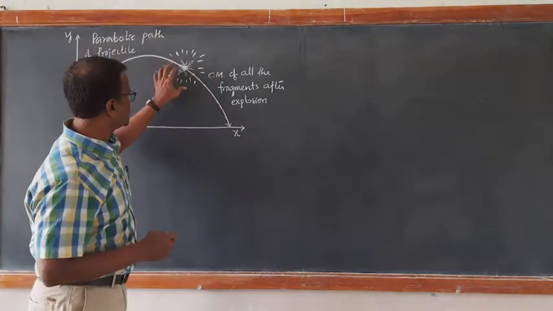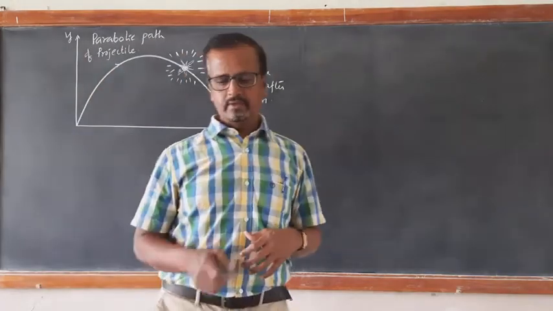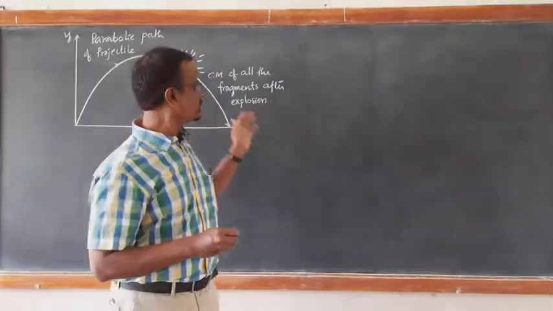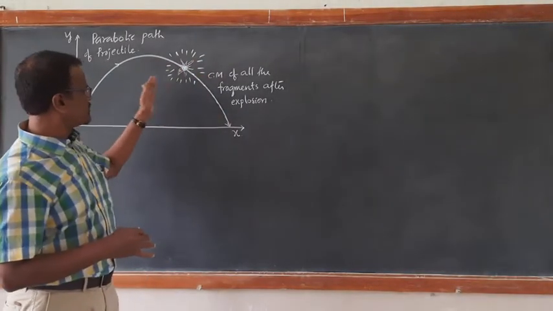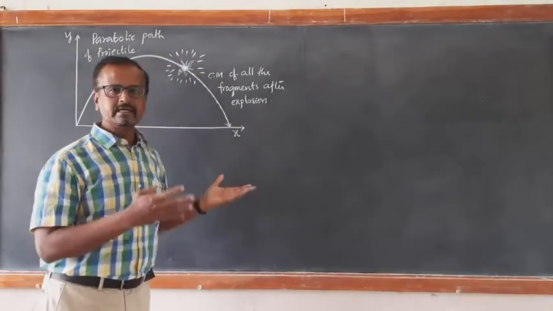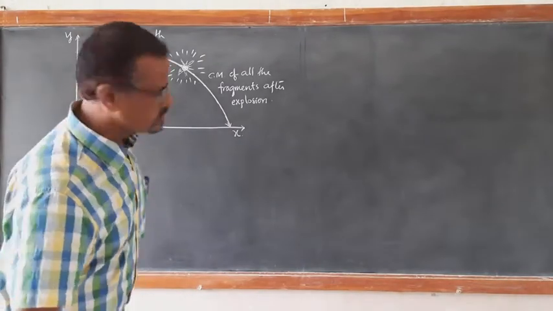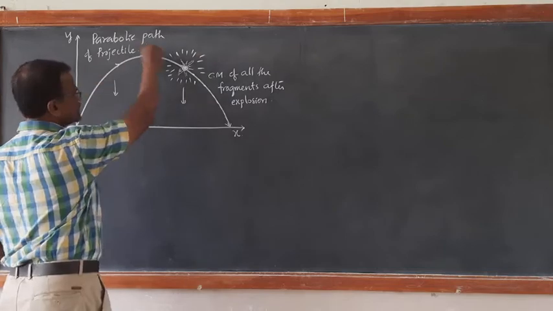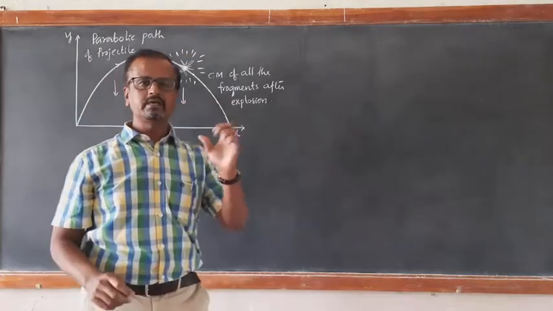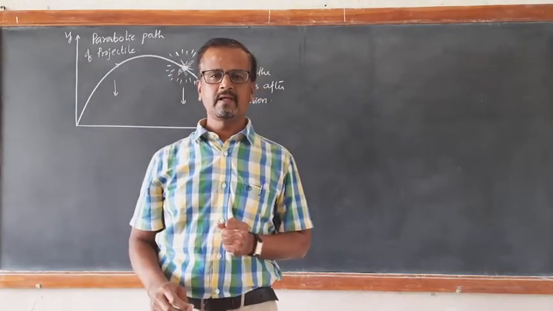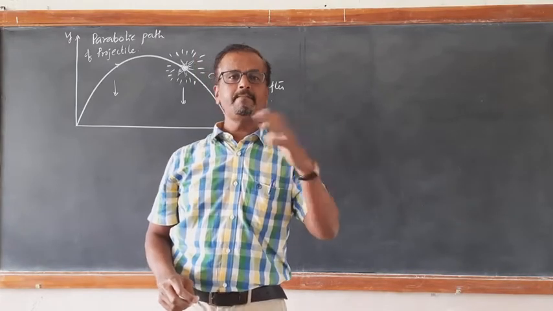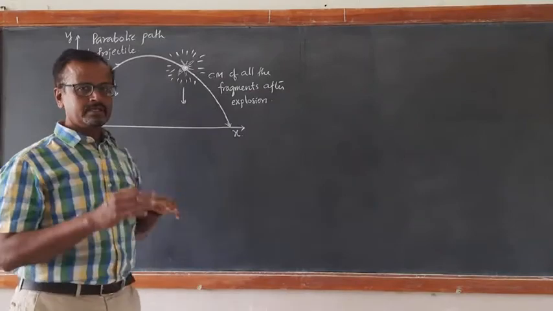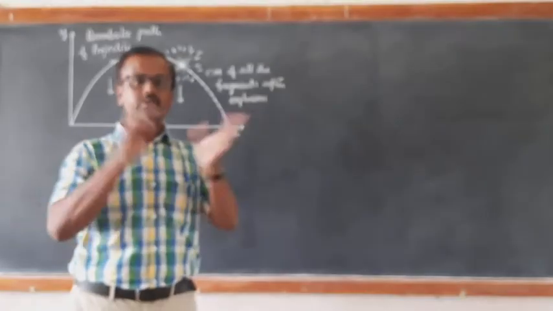And the reason for this explosion is the internal forces. The only external force acting over here is the gravitational force. The gravitational force is always acting vertically downwards. Because of the gravitational force only, it undergoes a projectile parabolic path. But internal interactive forces lead to the explosion.